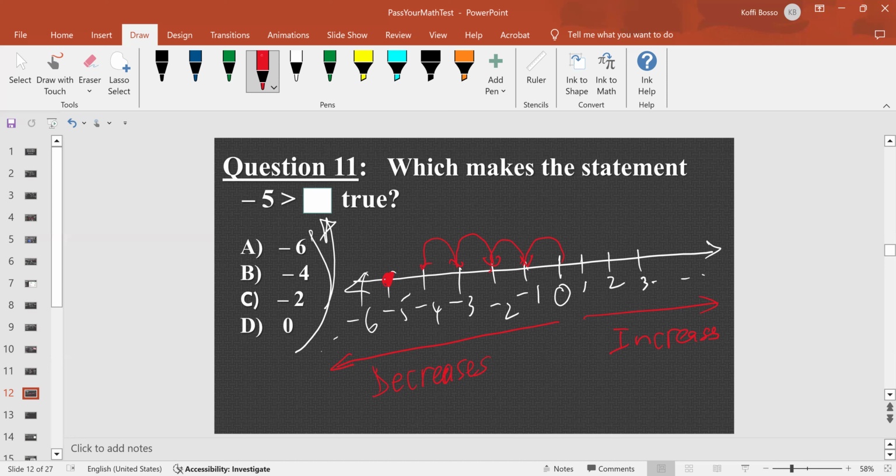So you will see that -5 is greater than -6, or -6 is smaller than -5. So what we need to put here: -5 is greater than what? -5 is greater than -6. So the correct choice here is A.